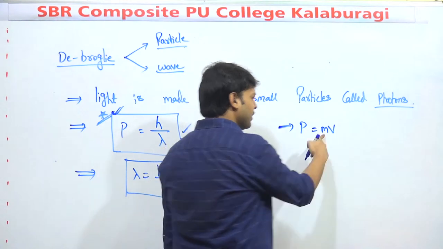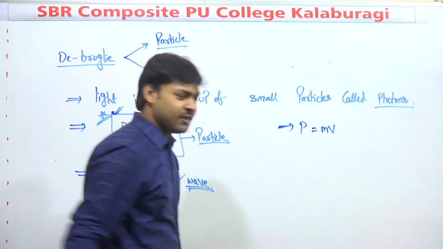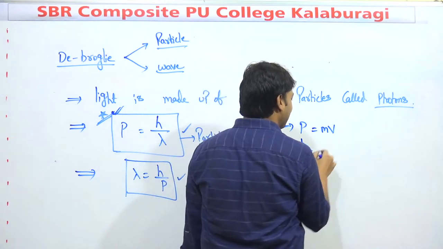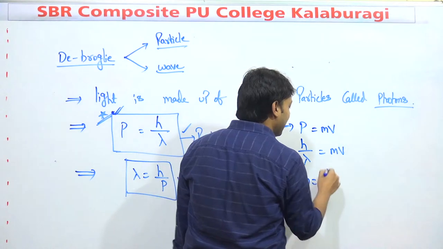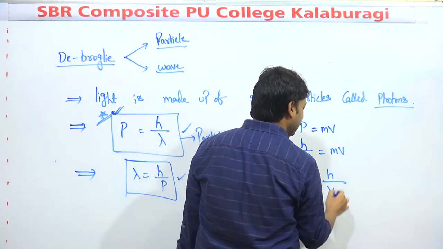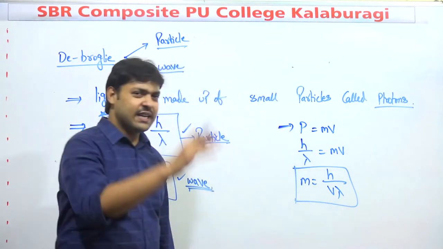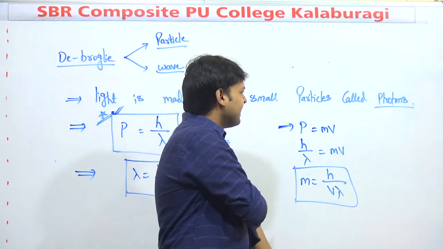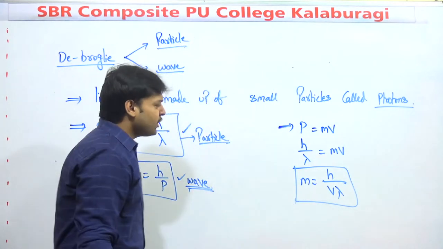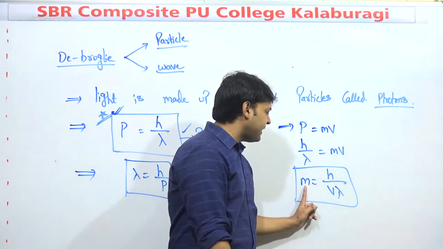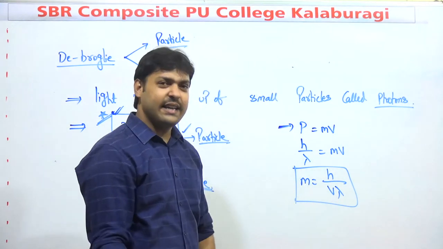So momentum according to De Broglie is h by lambda, which equals mv. So the mass of the photon I will write as h by v times lambda. One scientist got up and said, sir, you said about the photons but you are not talking about the mass of the photon. So can I calculate the mass of the photon with this formula, m equals h by c lambda? De Broglie said at the next instant, absolutely wrong.